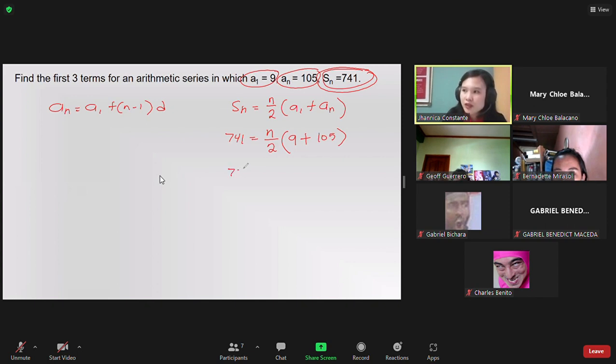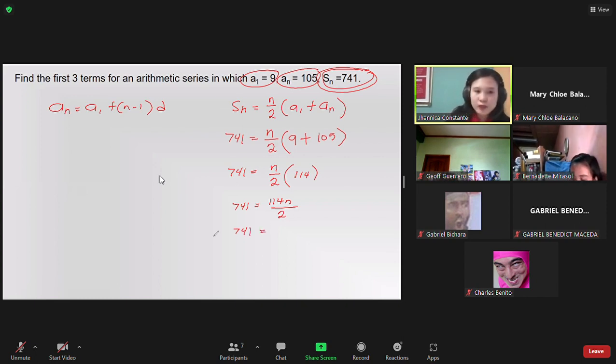So 741 equals n divided by 2 times the sum of 9 plus 105, which is equal to 114. So 741 equals n times 114, so we have 114n divided by 2.